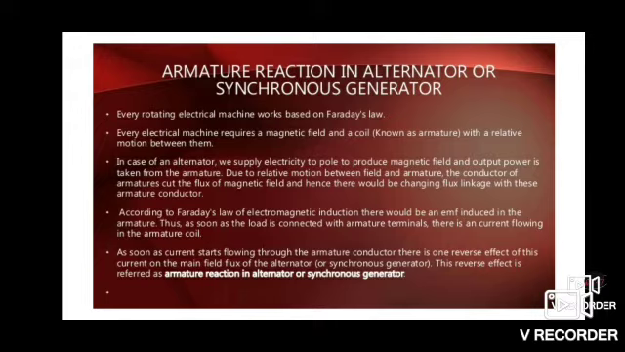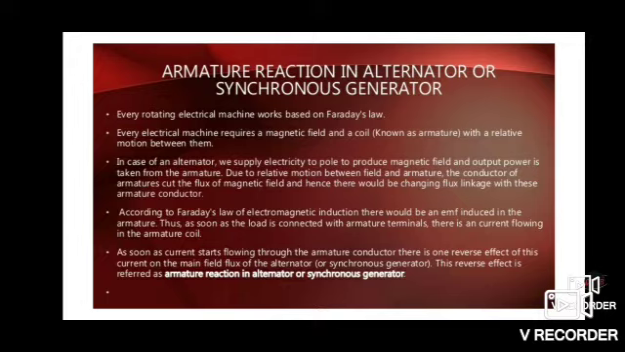Thus, as soon as the load is connected with the armature terminals, there is a current flowing in the armature coil. As soon as current starts flowing in the armature conductor, there is one reverse effect of this current on the main field flux of the alternator, that is the synchronous generator.